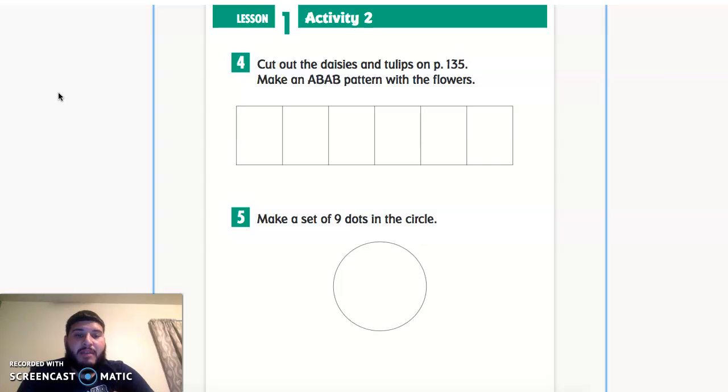Number 5, make a set of 9 dots inside the circle. Make sure you mark them dark.